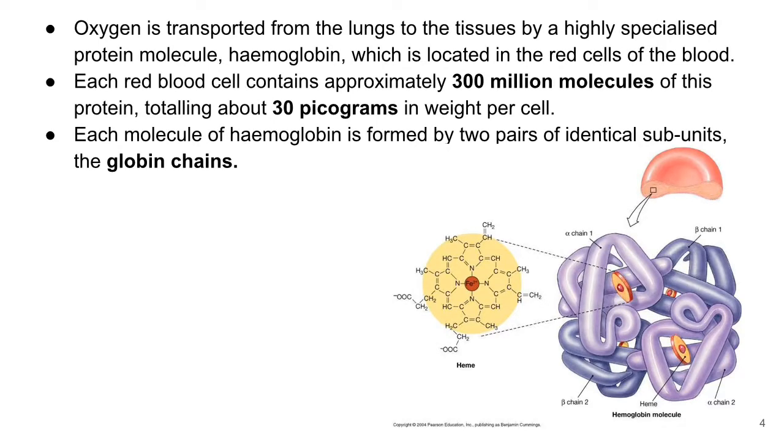Oxygen is transported from the lungs to the tissue by a highly specialized protein molecule called hemoglobin, which is located in the red cells of the blood. Each red blood cell contains approximately 300 million molecules, totaling about 30 picograms in weight per cell. The diagram shows the structure of adult hemoglobin, that is hemoglobin A, formed by two pairs of identical subunits, that is the globin chains: alpha 1, alpha 2, beta 1, beta 2.